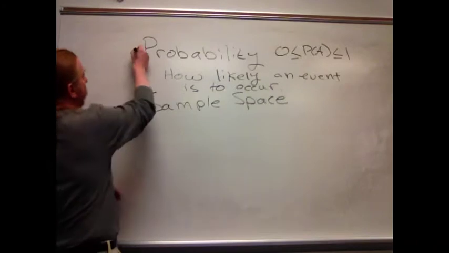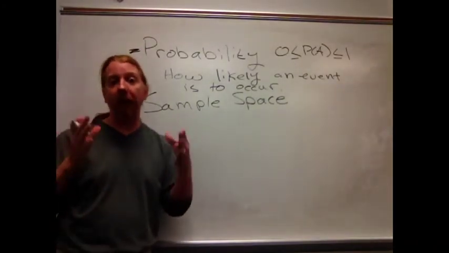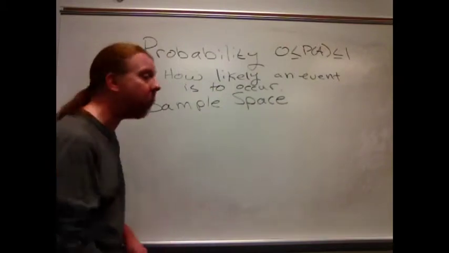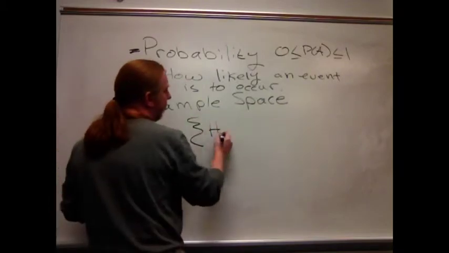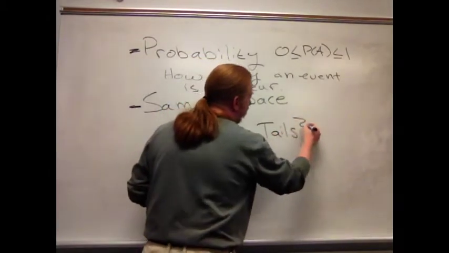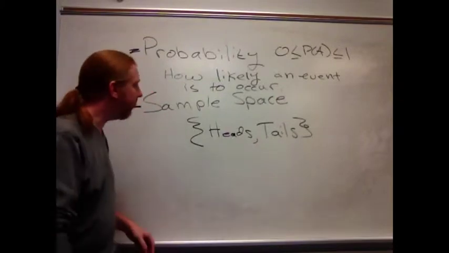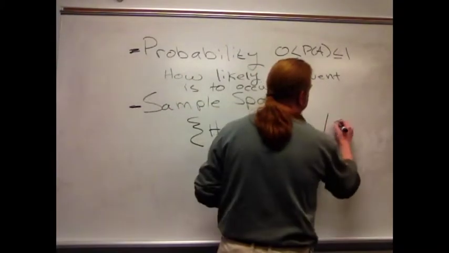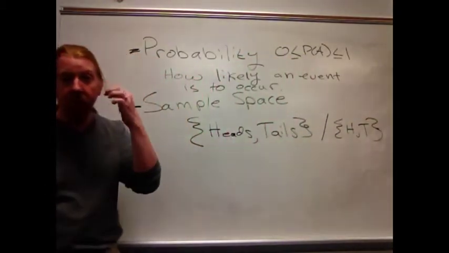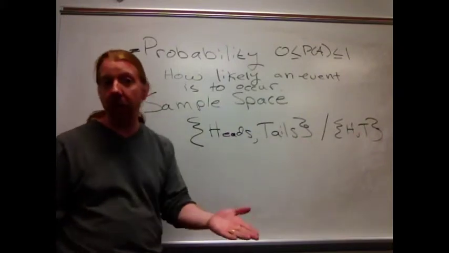Now when we talk about sample space, a sample space refers to a listing of all the outcomes. So if I wanted to talk about the sample space for perhaps flipping a coin, I have heads and I have tails. And that set represents all the possible outcomes. I sometimes will also abbreviate that as simply H and T. H for heads, T for tails. So again, the sample space is just a list of all the possible outcomes.